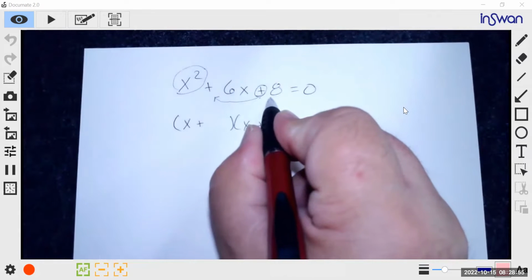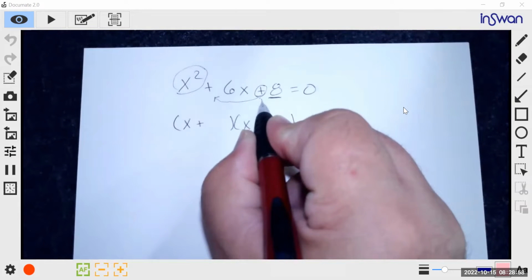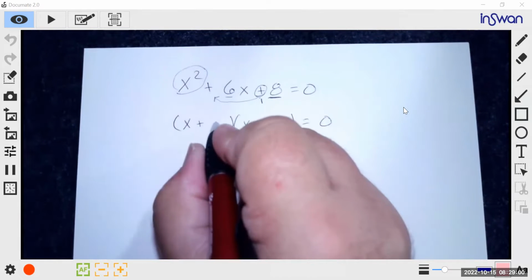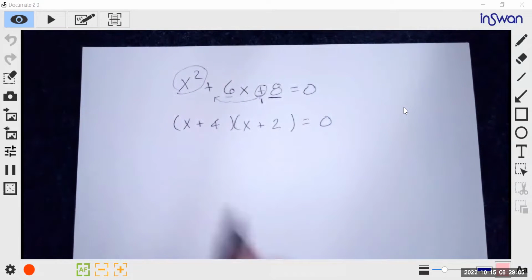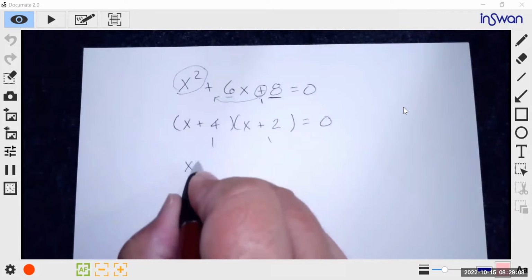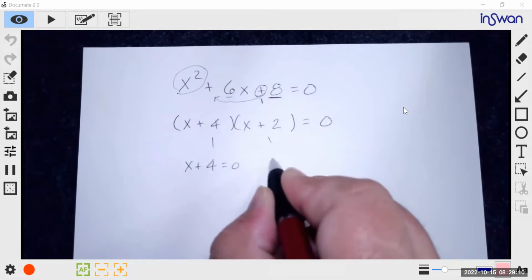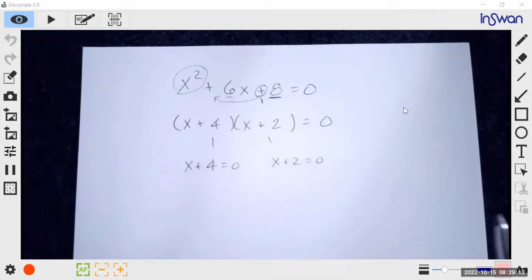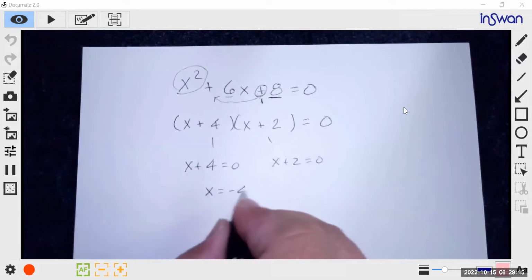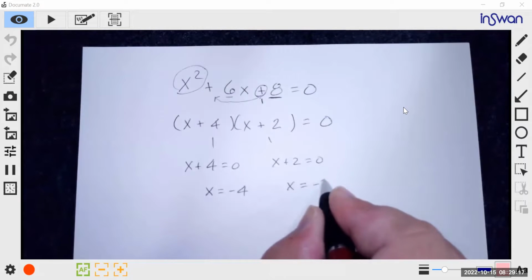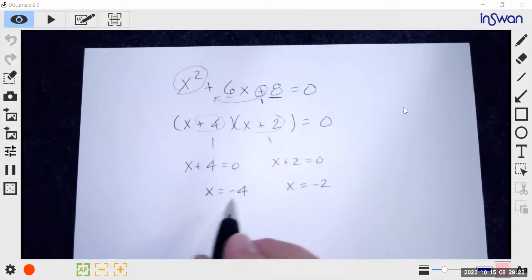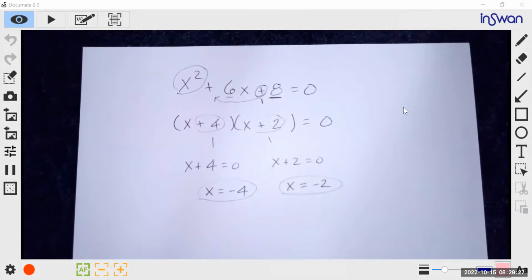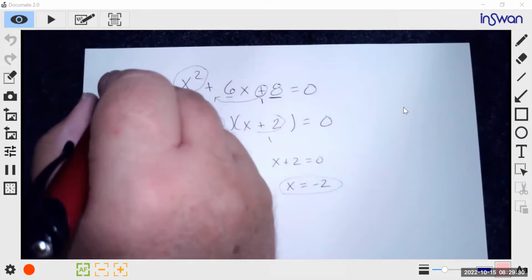Then we have to look at what times what is 8. When you add them, you get 6. 2 and 4. Then you take both of these, set them equal to 0, and solve. Again, once you get out of parentheses, it's always the opposite sign. Those are your answers. So that's with factoring.